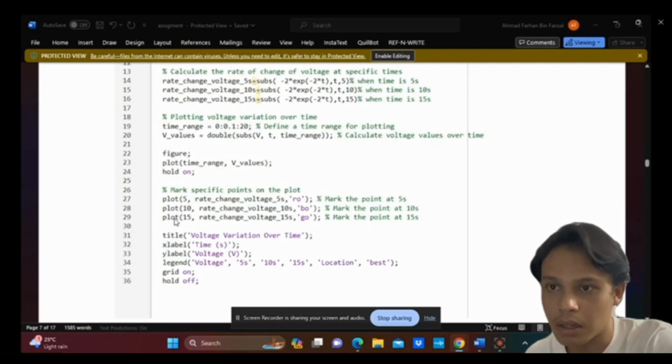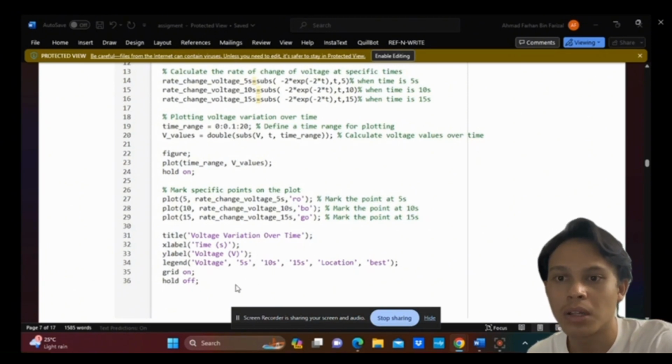This RO means red color for 5 seconds, BO means blue color for 10 seconds, and GO is green color for 15 seconds. This is the title of the graph, this is the x-axis, this is the y-axis, and this is a legend for the graph. We put grid on to make lines on the graph, and put hold off to end the graph plotting.